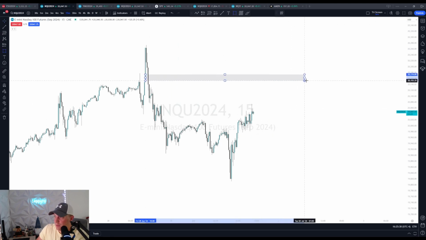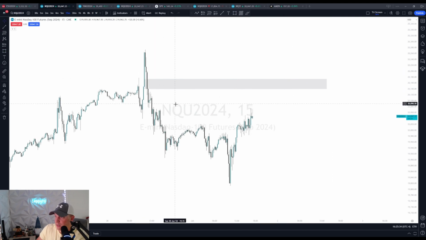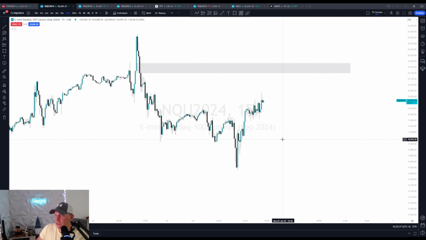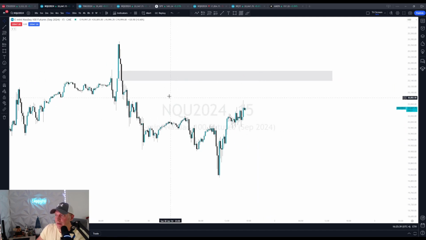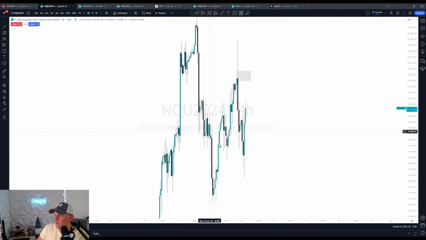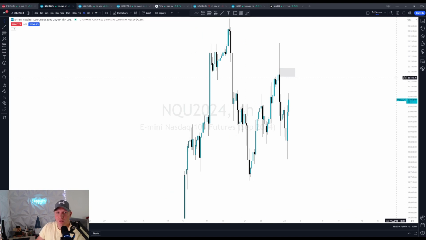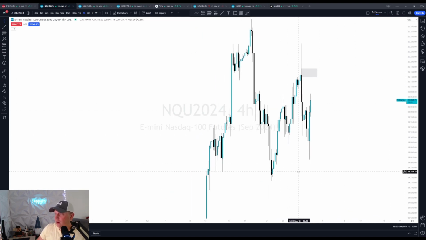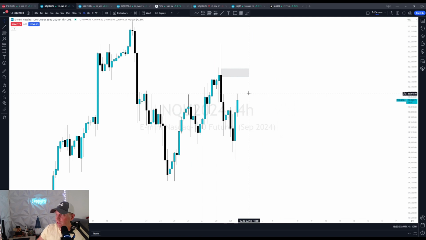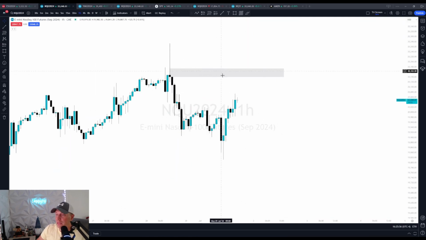I just noticed this as well. There's a nice 15-minute BPR up here. This also could be a nice target. There's a tiny one up here. So just a bunch of things you need to watch. You just gotta be careful, because remember, we are breaking down structure here on the 4 hour. So it still could be considered bearish order flow here on the 4 hour, and then this is just a 50% up to that 15-minute BPR or that hourly, and then we push back lower.